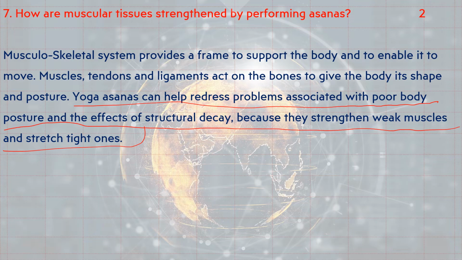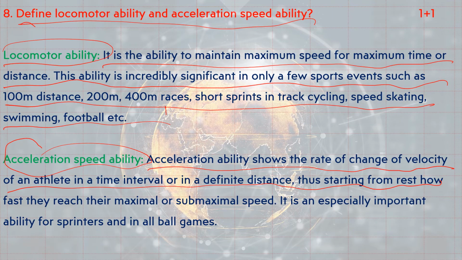Next is: how is our muscle tissue strengthened by performing asanas? We came to know in the 5th chapter that asanas help to cure postural deformities. Whatever postural deformity is there will be cured by asanas. If you have poor posture, asanas will lead you to maintain correct body posture. That's why we can say that muscular tissue is strengthened by doing asanas. Let's go to the next one.